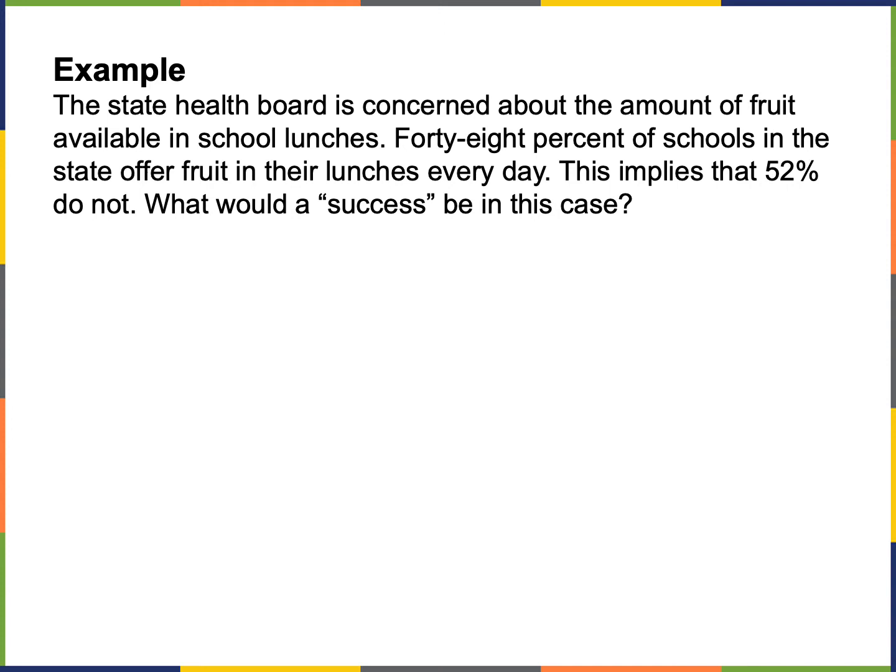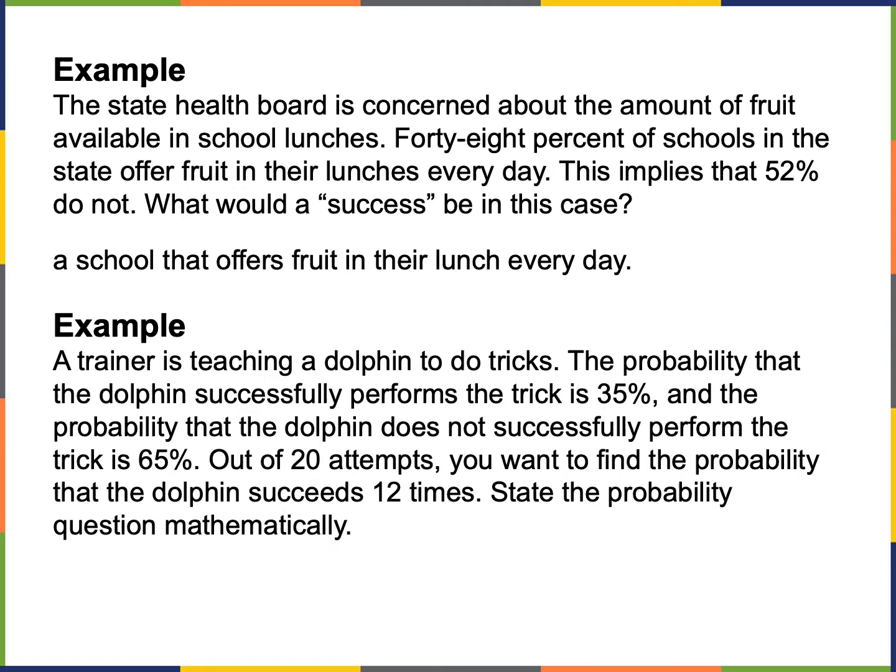Let's do an example, super fun example. So the state health board is concerned about the amount of fruit available in school lunches. 48% of schools in the state offer fruit in their lunches every day. This implies that 52% do not. What would a success be in this case? So a success would be a school that offers fruit in their lunch every day.